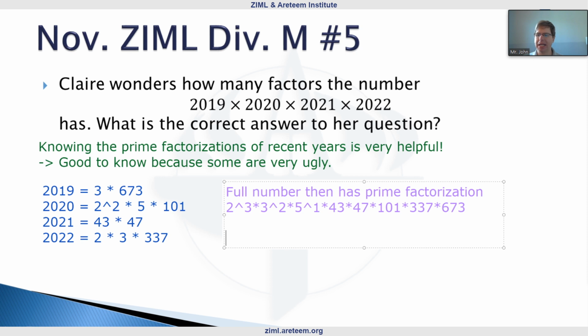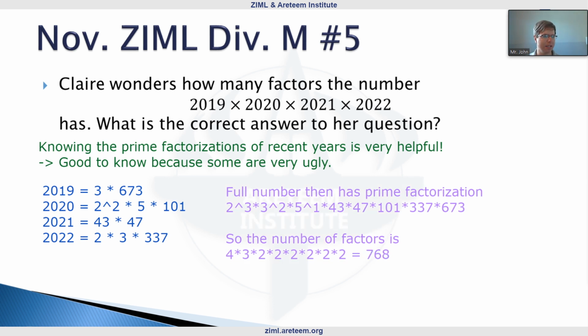But just let me know if I'm missing any of them. So the number of factors is 4 times 3 times, and then a bunch of 2's, for 5, 43, 47, 101, 337, 673 here. So this is all of our different ones. Let me double check this quickly. And yep, okay, I got the right answer, so I'm a little more confident in the steps along the way as well. So as people wrote out earlier, 768 is the number of factors here. Yeah, 768 should be good in this case.